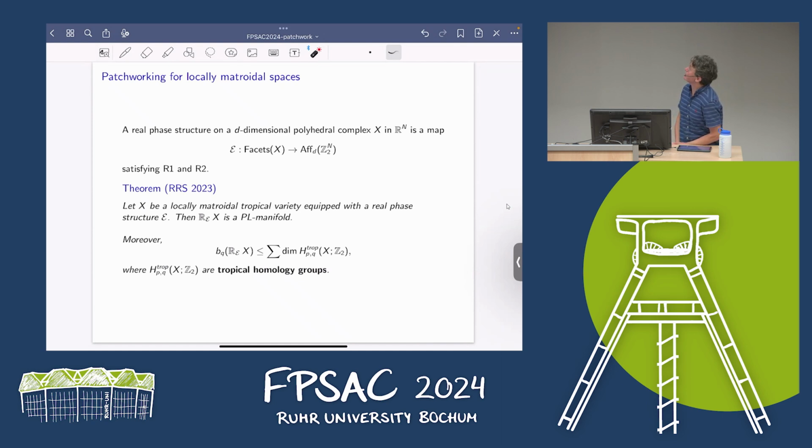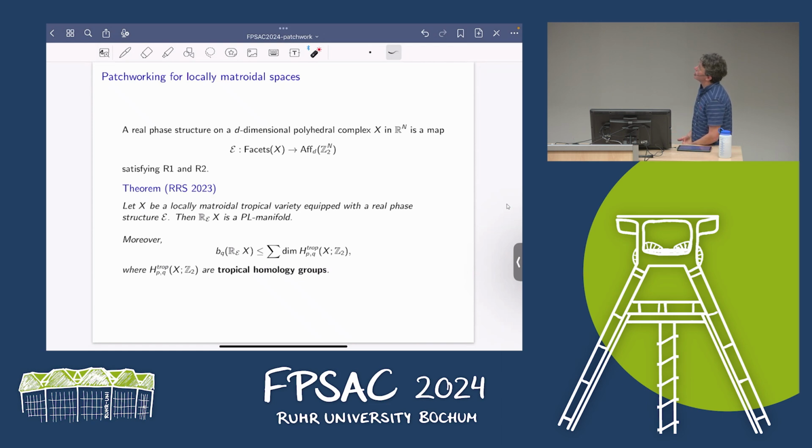So if we have a d-dimensional polyhedral complex, we can just take this same definition, and it should be a rational polyhedral complex because we want things to be parallel to vector spaces over F2. We can generalize this definition of this map for a real phase structure. So we just keep the properties 1 and 2, and it didn't matter if it was a fan or not, it still has some condition that has to hold on each facet and each codimension 1 face. Okay?